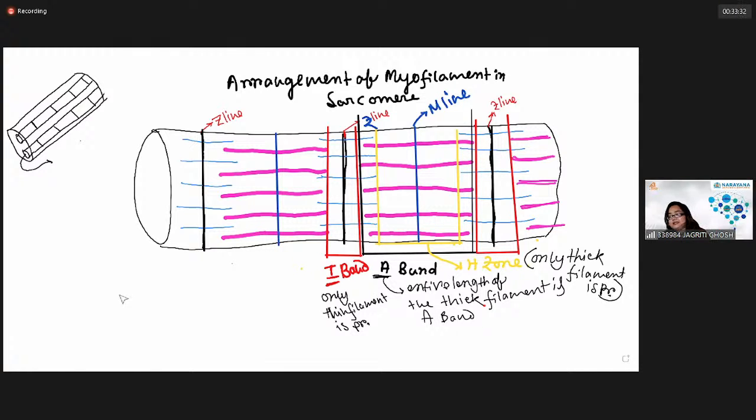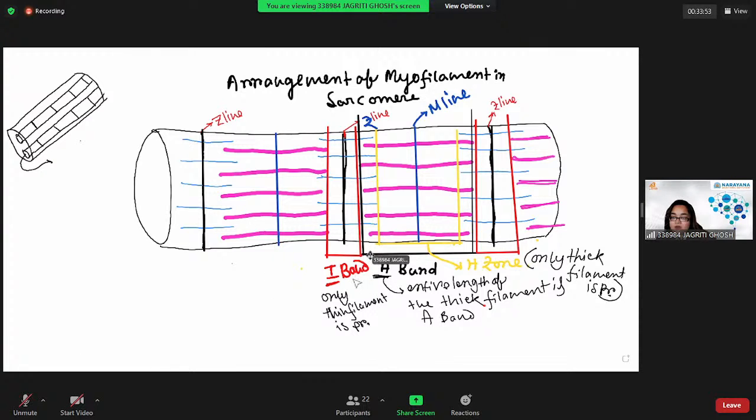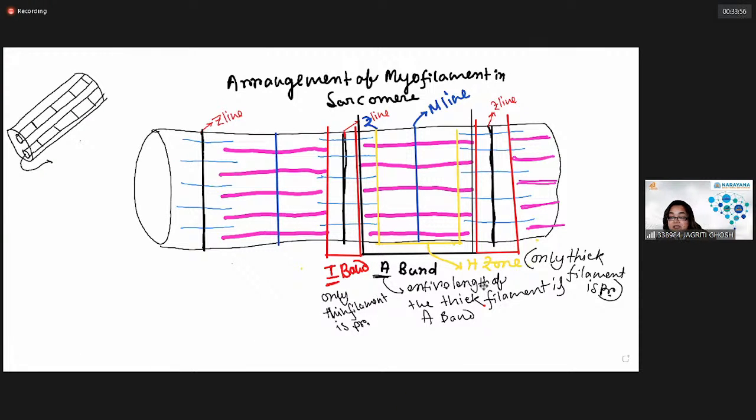What is the H zone in the entire picture? This area only, where only thick filament is present. Is that area inside the A band? The A band is the area where the entire thick filament length is present. Ma'am, the H zone is inside the A band. So Anisha, tell me, is the A band inside the H zone or is the H zone inside the A band?